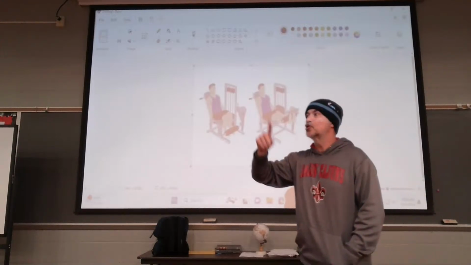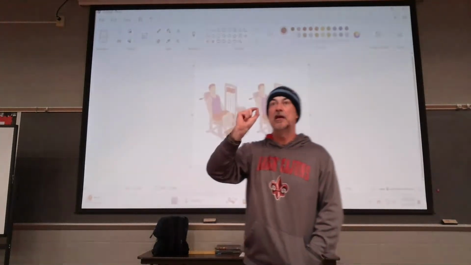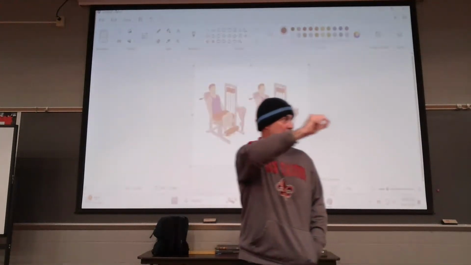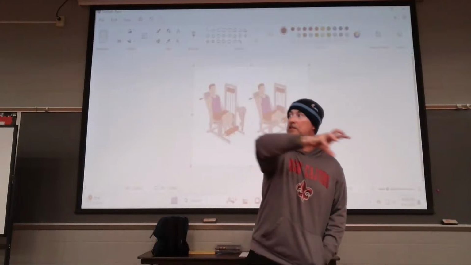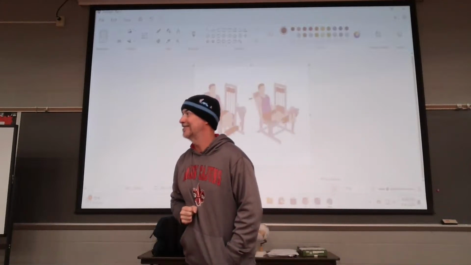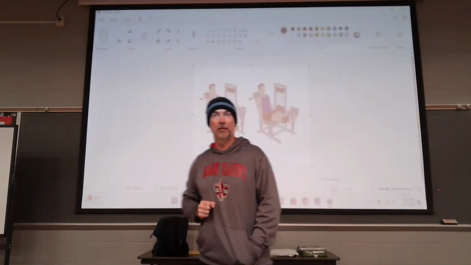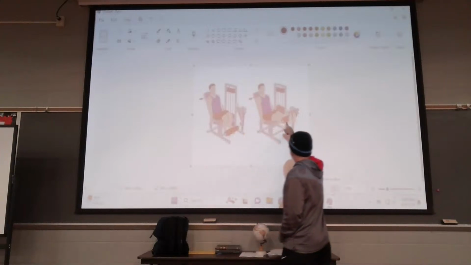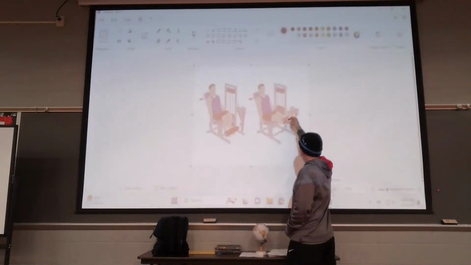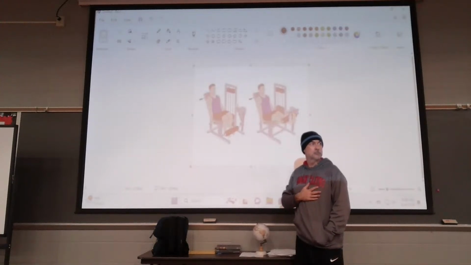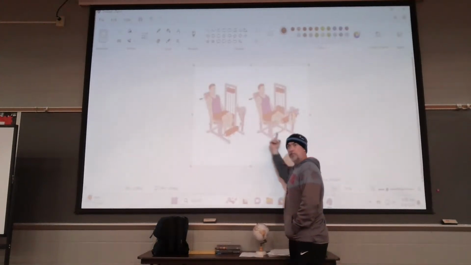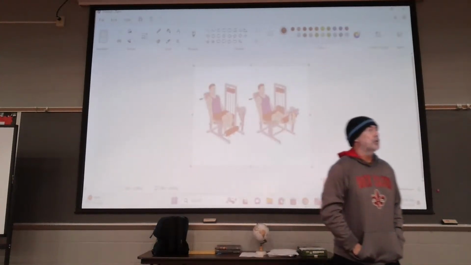Linear kinetics, straight line forces. Forces influence motion. F is equal to ma. Straight line forces influence straight line motion. Thus, this force is trying to push the shins down. The shins are trying to push the pad up.